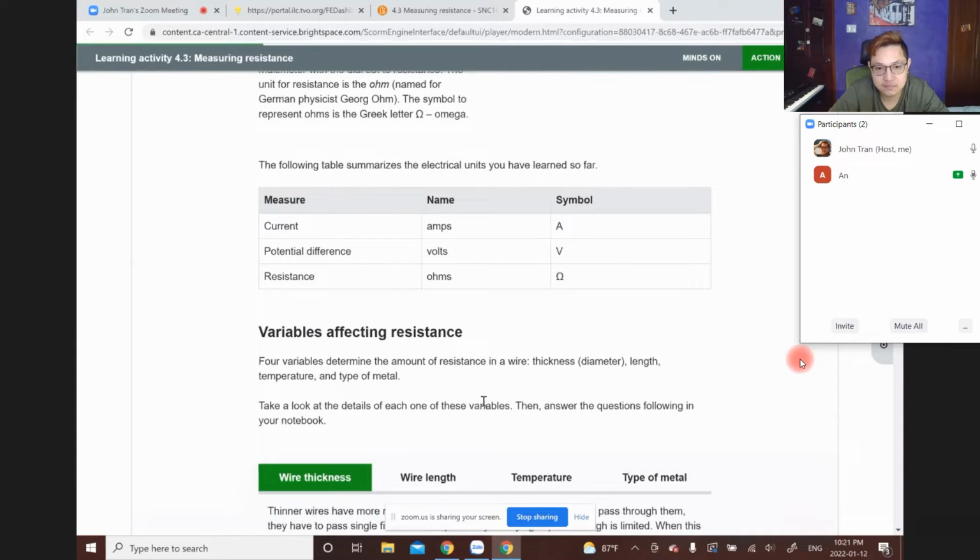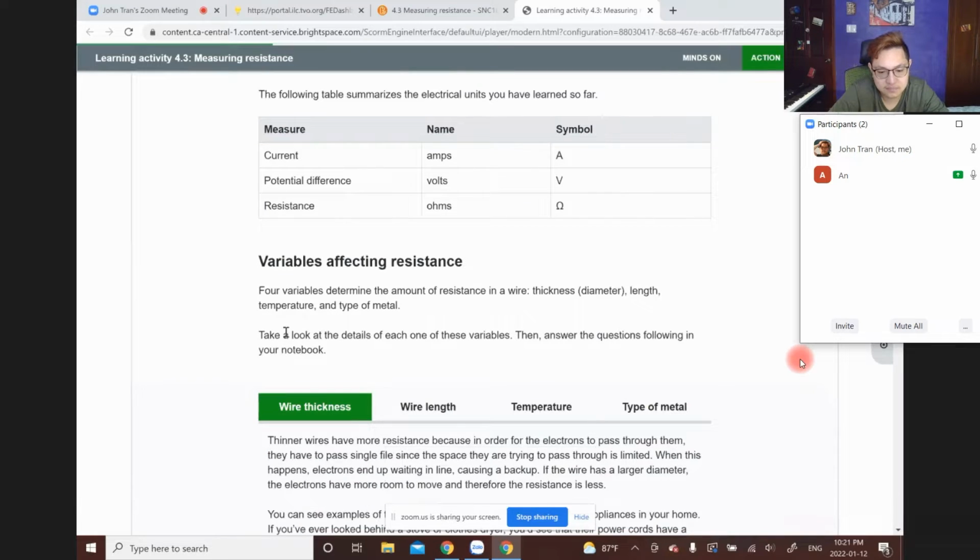Variables affecting resistance. Four variables determine the amount of resistance in a wire: thickness or diameter, length, temperature, and type of metal. Take a look at the details of each one of these variables, then answer the questions following in your notebook.